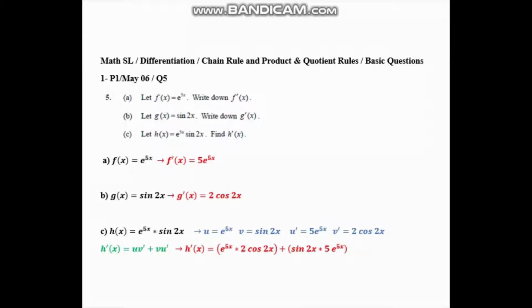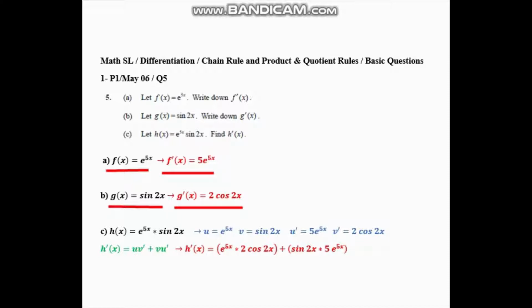So for question A, we have f of x equals e to the power of 5x. If you want a detailed explanation of the chain rule, you can check the video that tackles that. However, for the purpose of this video, we're just going to go quickly through the simple chain rule problems. f dash of x is obviously equal to 5e to the power of 5x. For b, if the function g of x equals sine 2x, then the function g dash equals 2 cosine 2x.